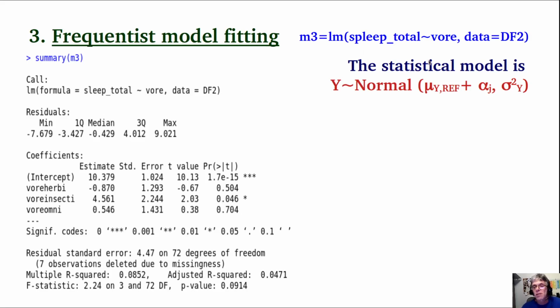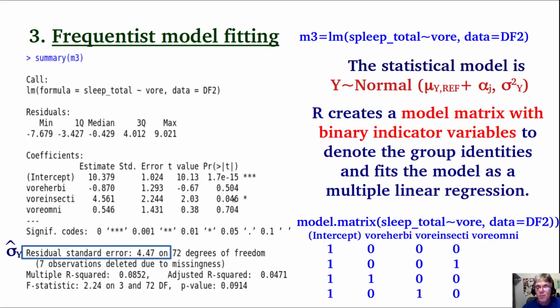Let's recall the statistical model, which was written in terms of the population mean of the reference group, the differential of means for the jth group, and the variance of the response variable. So first we see the estimated standard deviation, not variance, of the response variable, and then we have a set of coefficients, a set of parameter estimates that I need to explain.